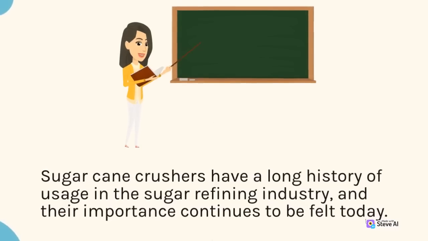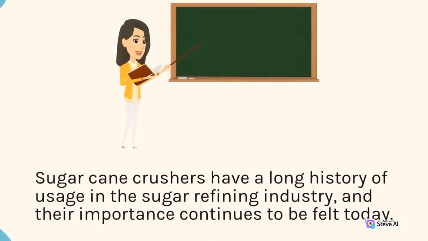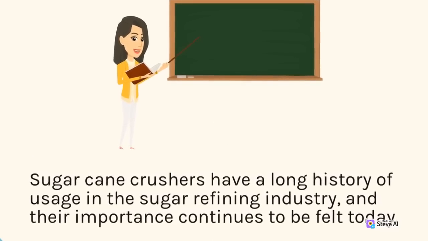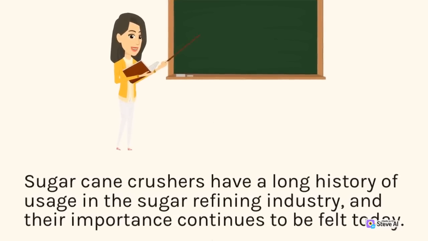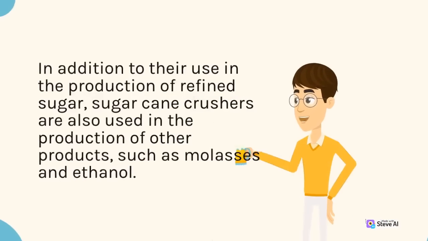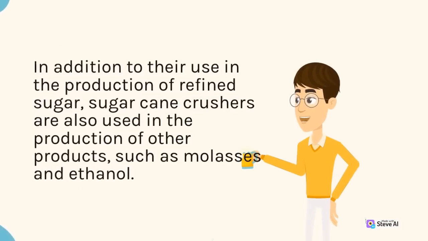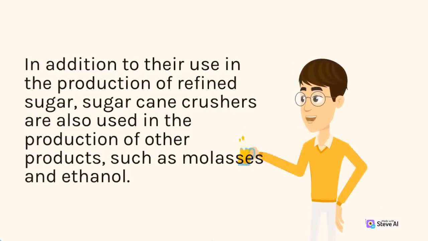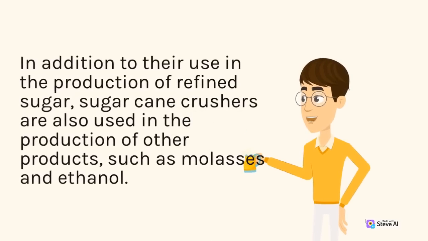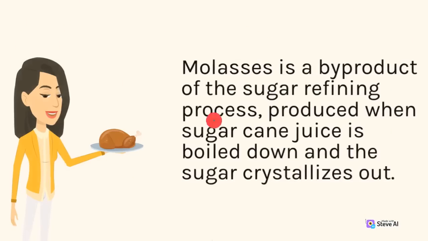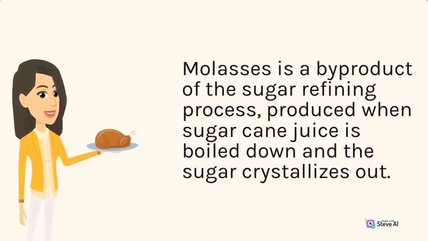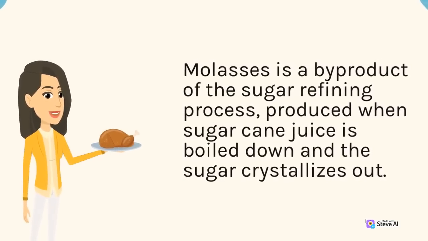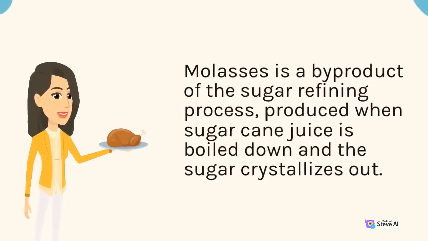Sugarcane crushers have a long history of usage in the sugar refining industry, and their importance continues to be felt today. In addition to their use in the production of refined sugar, sugarcane crushers are also used in the production of other products, such as molasses and ethanol. Molasses is a byproduct of the sugar refining process, produced when sugarcane juice is boiled down and the sugar crystallizes out.